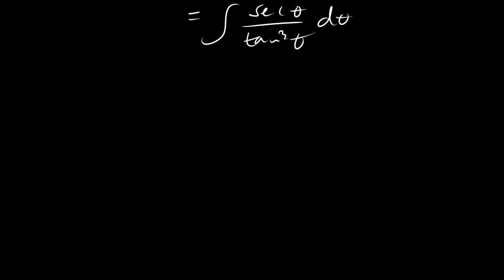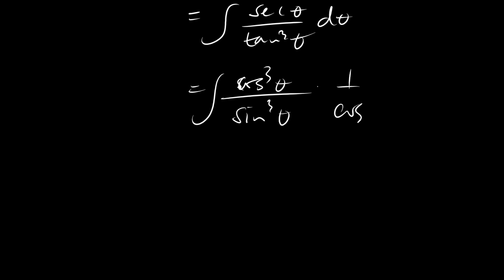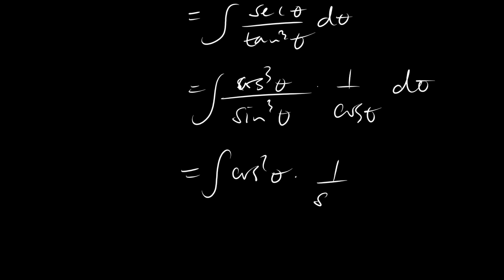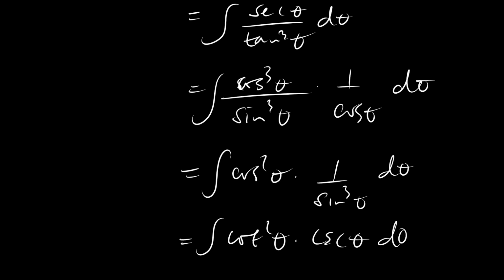So if we have come to a point where we have the integral of sec theta over tan cubed theta, that means that we have cos cubed theta over sine cubed theta times 1 over cos theta, which means that we have cos squared theta times 1 over sine cubed theta, which is the same as cot squared theta times cosec theta.